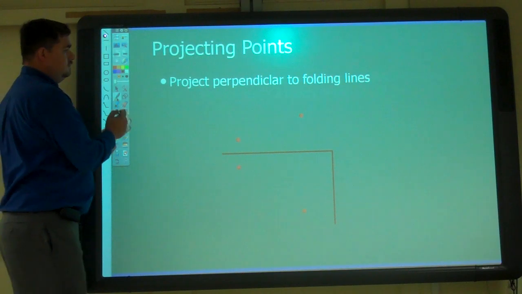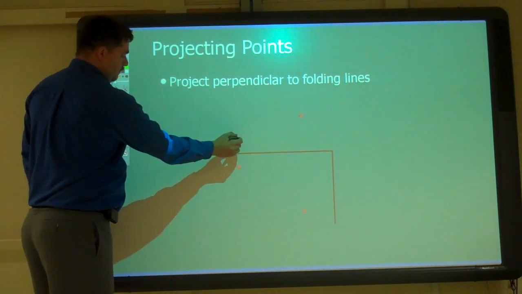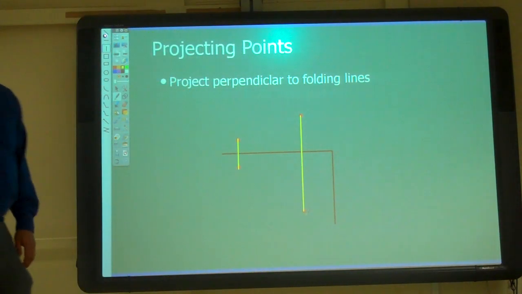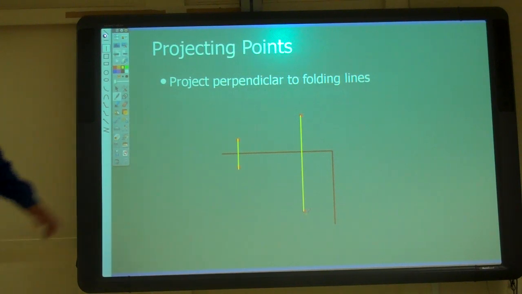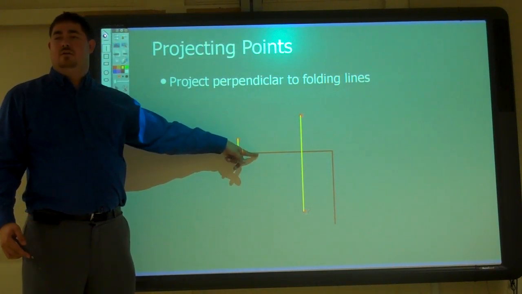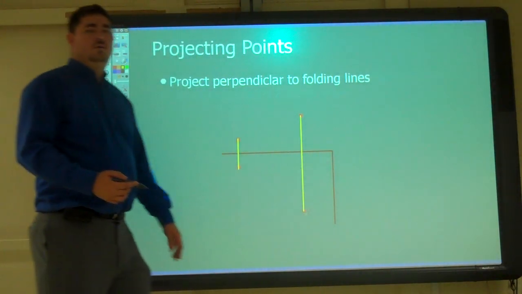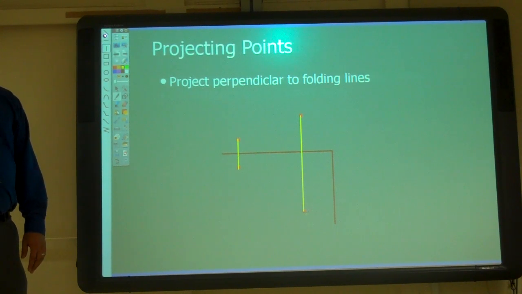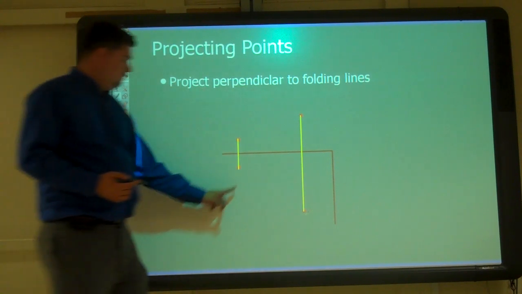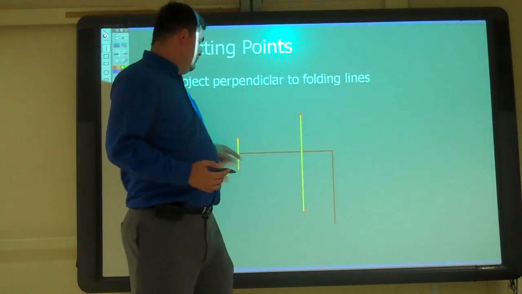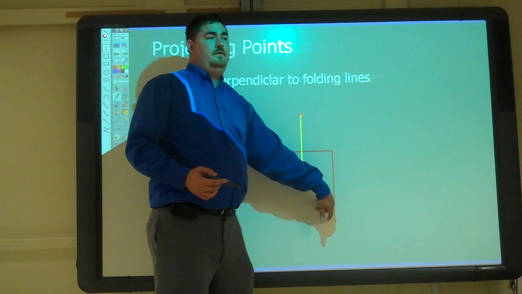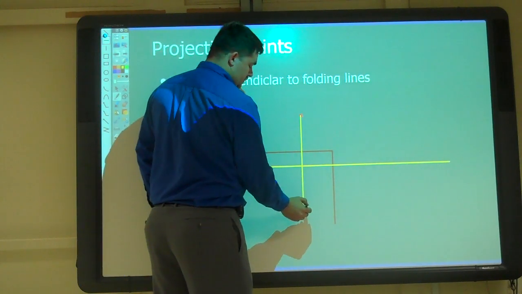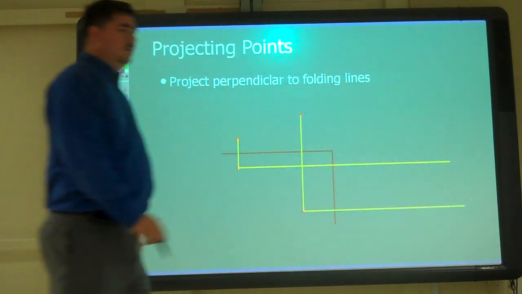So that point goes from there to there. That one goes from there to there. See how they connect? They're lined up and down, perpendicular to that folding line. If I want to take it to the side, how should I project them? Should they go like that? No, straight over. Straight across, right? Perpendicular to this folding line.